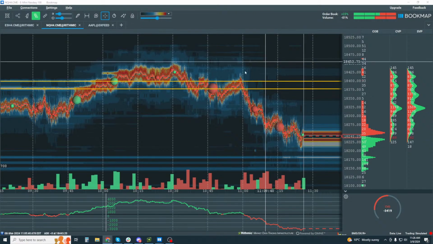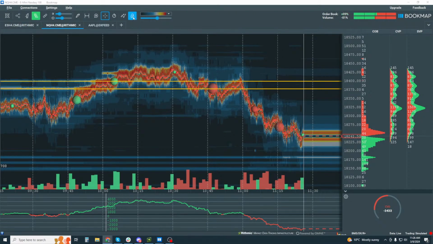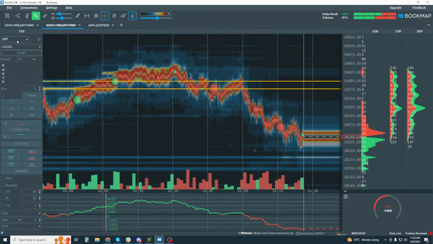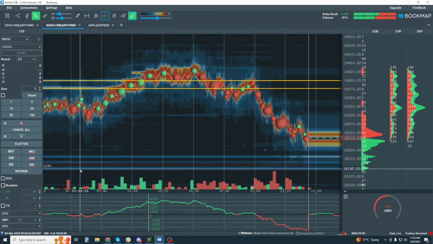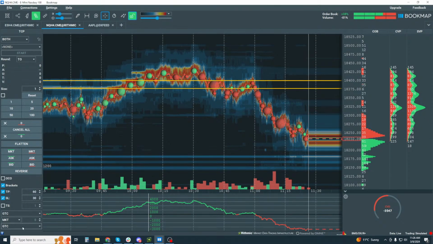So let's open it. I'll show you here. We'll take a few positions. Again, this is for demo. This is not a trade recommendation. You can use your bracketed orders, whatever it is you want. We'll demo the brackets.